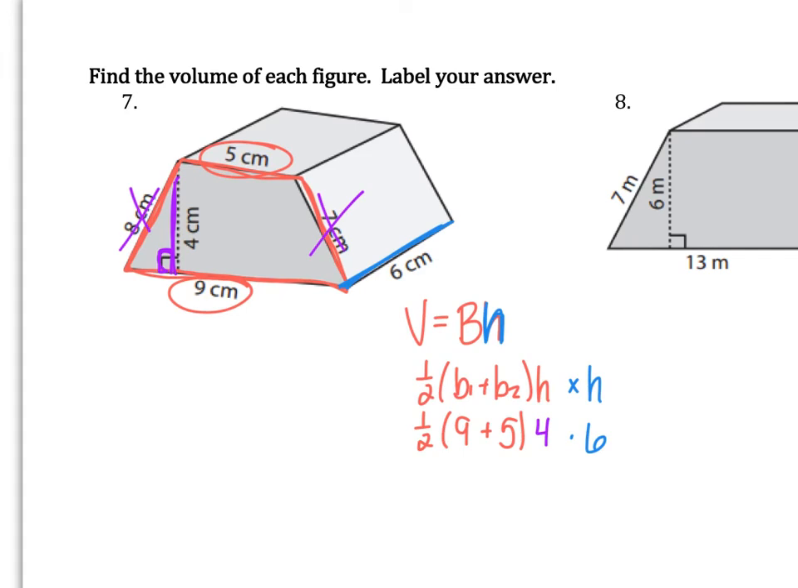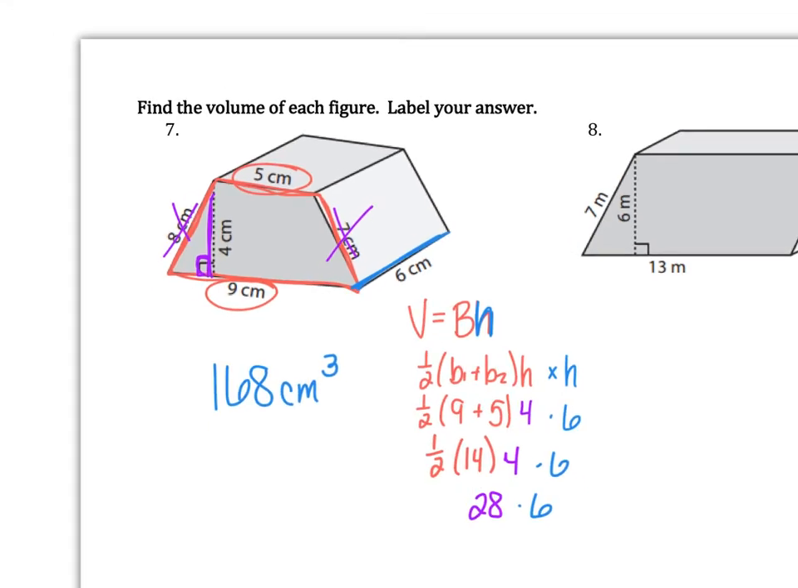So 9 plus 5, let's do that first. 9 plus 5 is 14. Half of 14 is 7. And so 7 times 4 is 28. So all of this is 28. But once I find the area of my trapezoid, I have to times it by the height of the prism, which is 6. So 28 times 6 gives me 168 cubic centimeters.